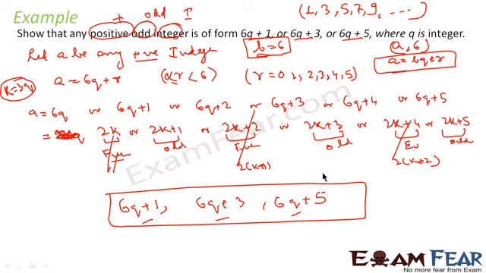The question says that we have to prove that any positive odd number is of the form 6q plus 1, 6q plus 3, or 6q plus 5. Let's revise this question, what we have done. We have taken a to be any positive integer. Please note, a is any positive integer, a is not any positive odd integer. We have just taken any positive integer because we know the Euclid formula for any positive integer. And then we assume b is equal to 6. Why b is equal to 6? Because the question says 6q.